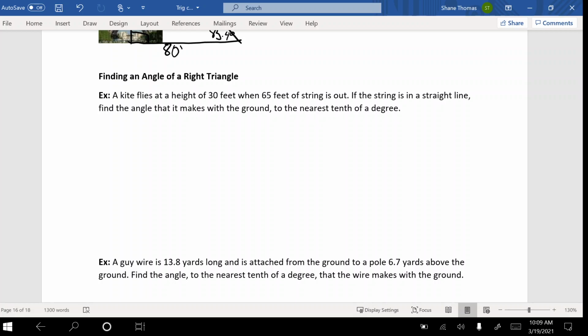All right. So here's the ground. We got Sodmon out here. He's flying his kite. Right? Okay. So here's my kite. Okay. Just flying in the breeze.